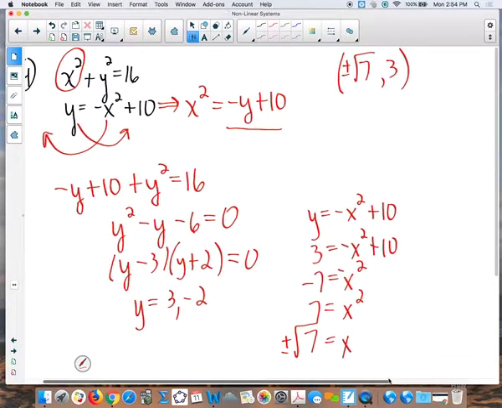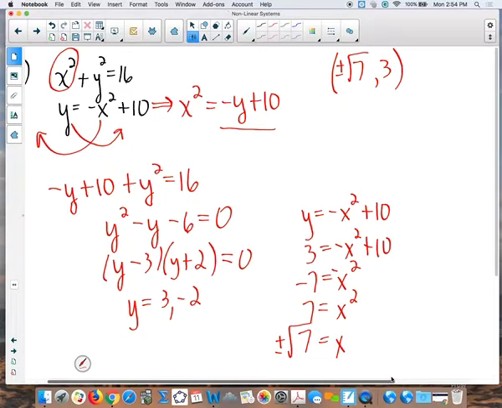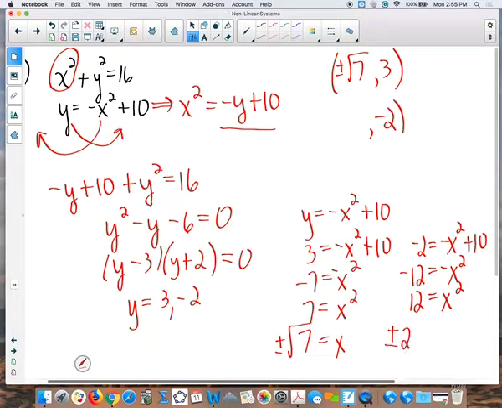When y is negative 2, let's see what happens. Negative 2 equals negative x squared plus 10. Subtract 10. Negative 12 equals negative x squared. Divide by negative 1. Square root both sides. So plus or minus the square root of 12, which is just 2 root 3. So I have plus or minus 2 root 3. So there are 4 intersection points here.